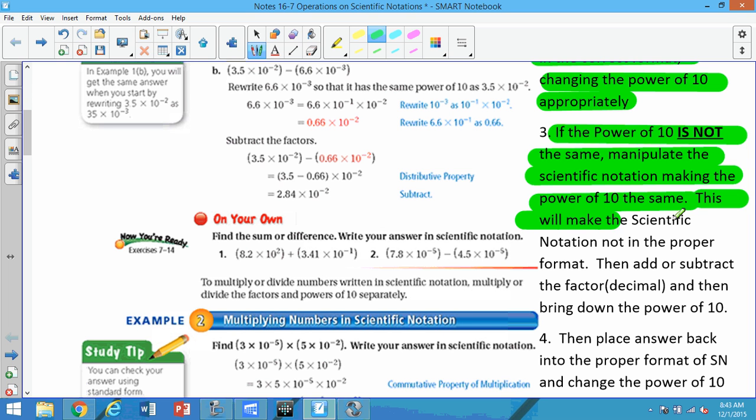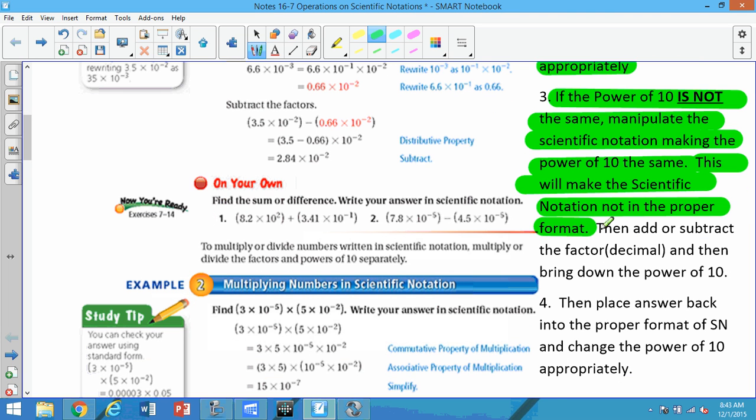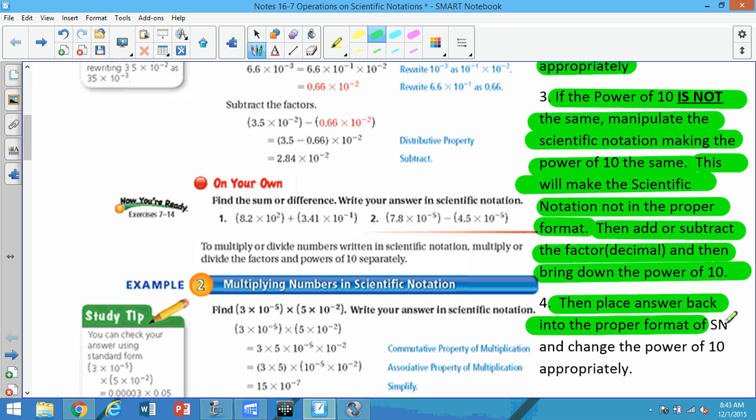This will make the scientific notation not in the proper format, and I understand that, but you're going to do an operation on it anyway. Then you're going to add or subtract the factors, the decimal, and then bring down that power of 10. Once you do that, you're going to place the answer back into the proper format and change the power of 10 appropriately.